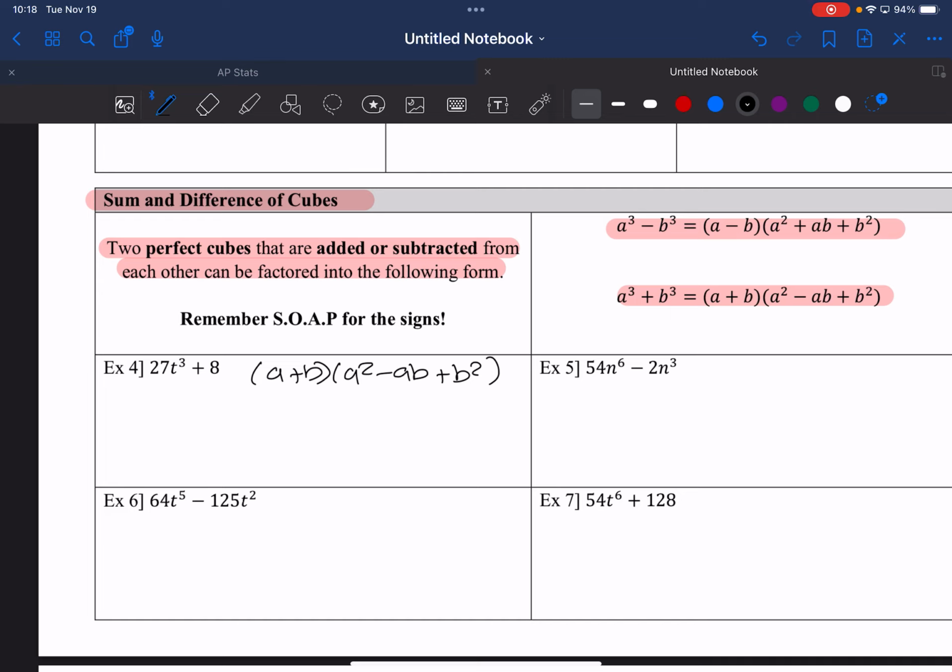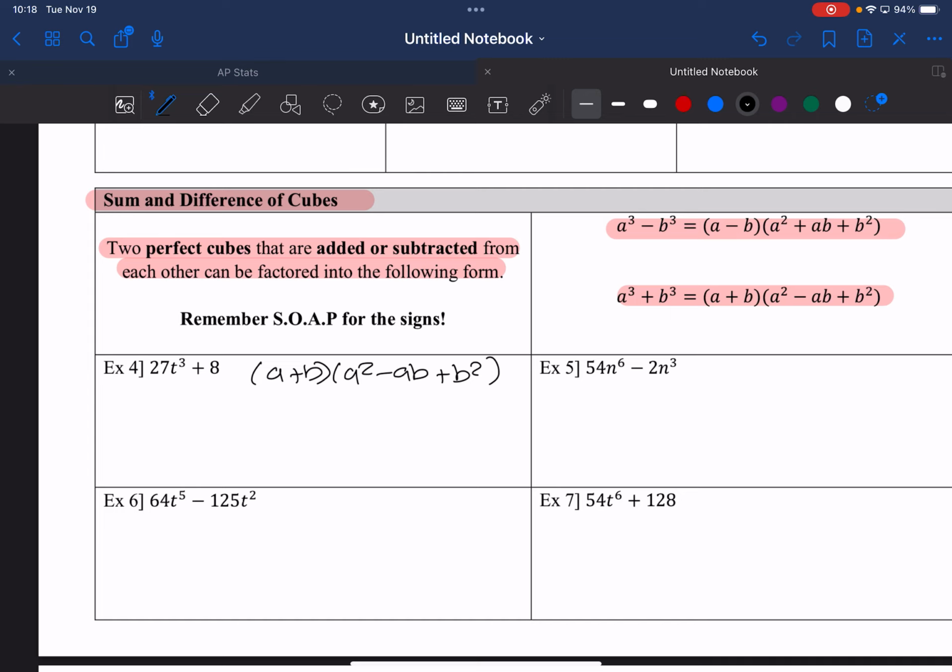We still have to find a and b. But now, instead of taking the square root, we're going to be taking the cube root. Question: do we have to memorize the formulas? No, I'll give them to you.